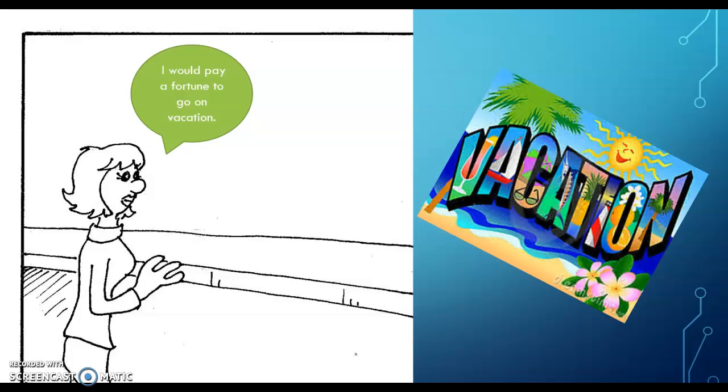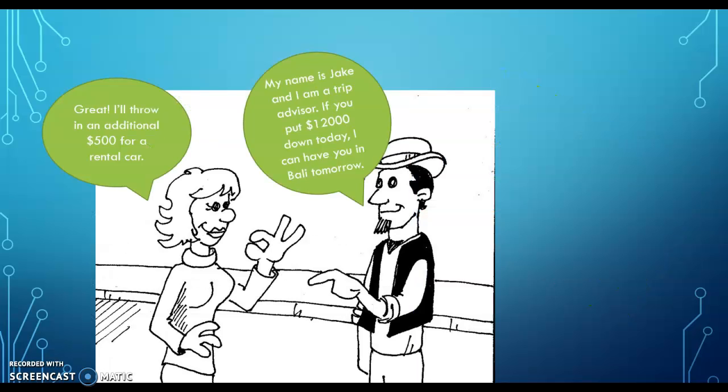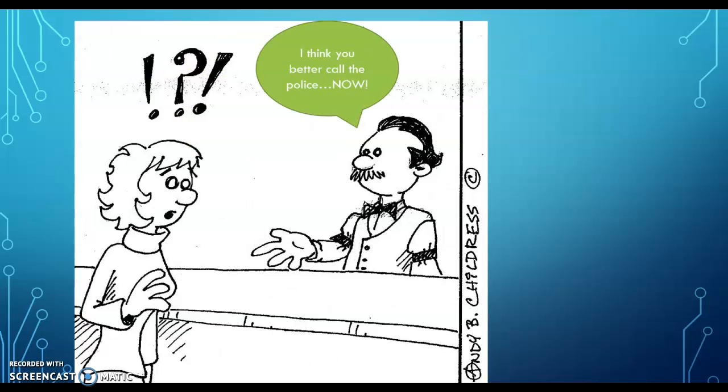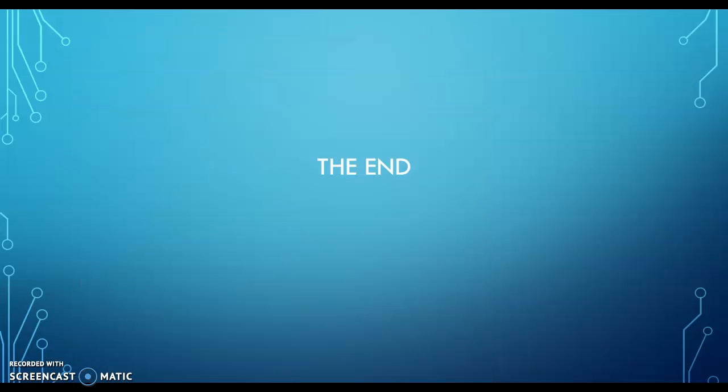I would pay a fortune to go on vacation. My name is Jake and I am a trip advisor. If you put $1,200 down today, I can have you in Bali tomorrow. Great, I'll throw in an additional $500 for a rental car. I just scammed that lady out of $1,700 thinking I am a travel agent. Ha ha ha, she's too easy. I think you better call the police now.